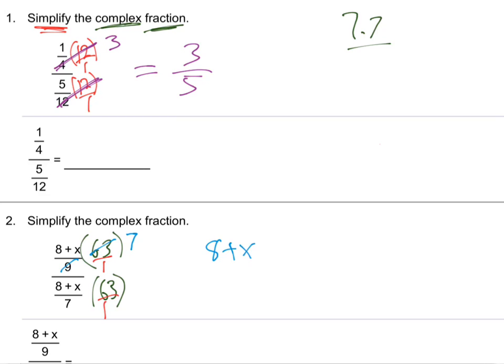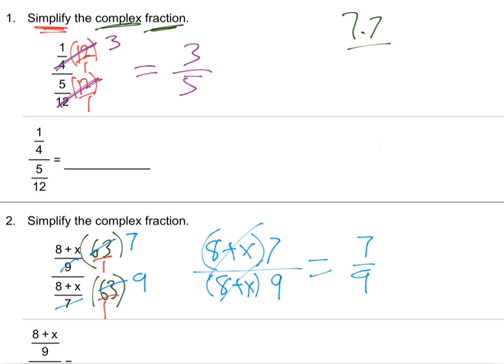So I'll have 8 plus x times 7. And on the bottom, 7 into 63 9 times. And I'll have 8 plus x 9. And we can just cancel these out, huh? Cancel those. 7 9. We've got 7 9.